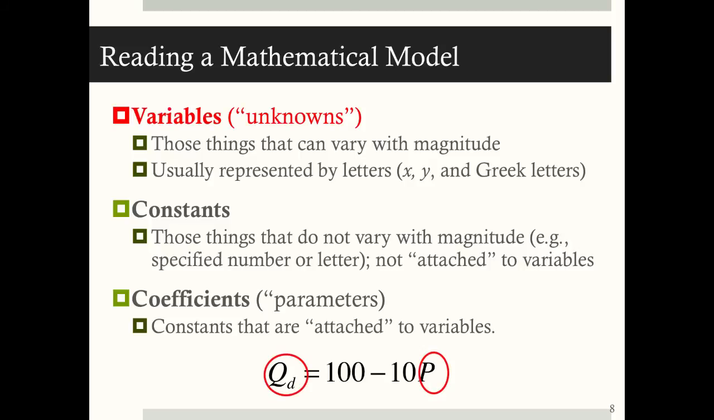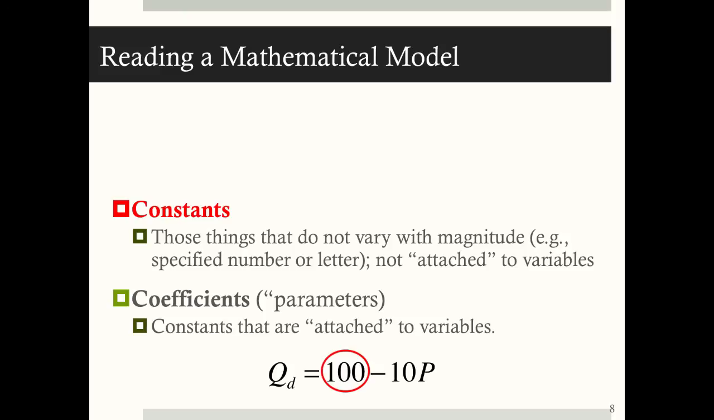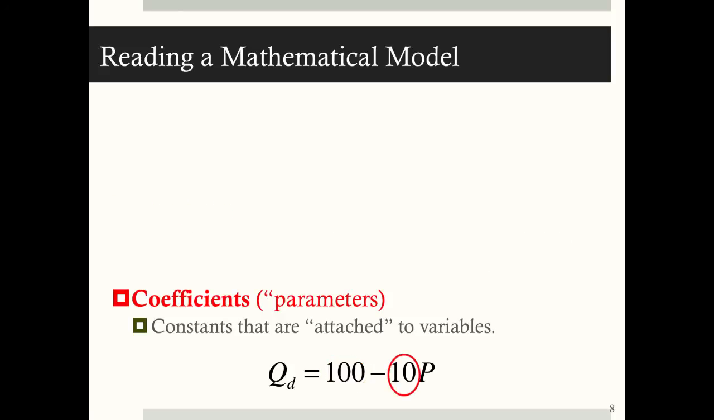So variables, those things that can vary with magnitude, are represented by letters. In the equation below, the variables are Q sub D and P. They can change. When P is equal to 0, QD equals 100. When P equals 1, QD is equal to 90, and so on and so forth. How about those constants? Constants are those things, again, that do not vary with magnitude. They're not attached to variables. In this example, Q sub D equals 100 minus 10P. The constant in this case is 100. And then coefficients are those constants that are attached to variables. So in our equation here, that would be 10.